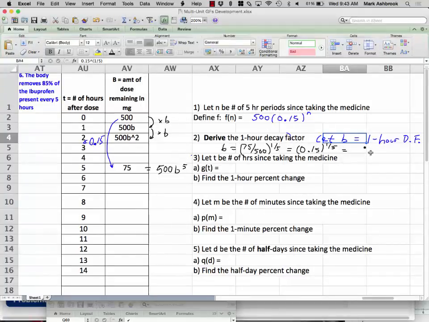And what is that value? So we just get a value for that. I heard two very different things. 0.684 is what I'm hearing. 0.684. All right, what's the 1-hour percent change? Negative 31.6 or something? Yeah. Okay, so write the function g of t.